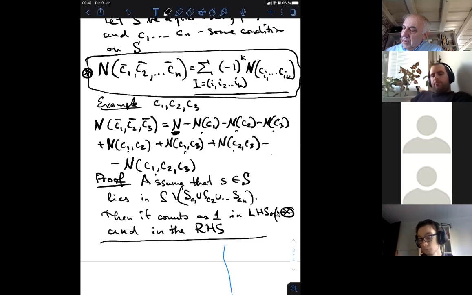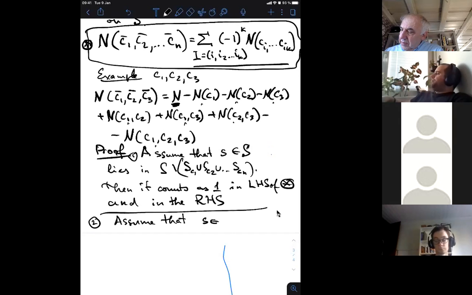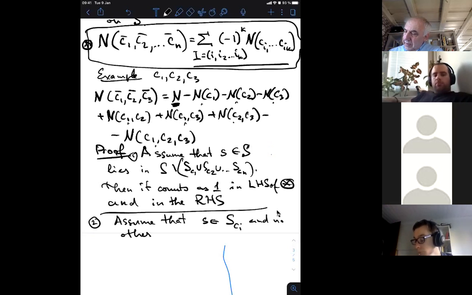So such elements are okay. Now, this would be our first step. So step 2, assume that S belongs to S of Ci and no other. So it just satisfies condition Ci and no other.